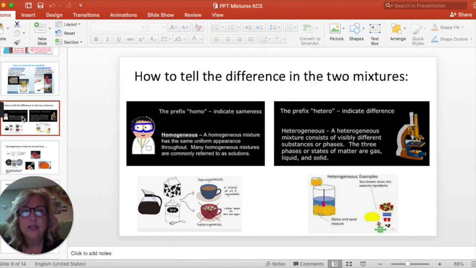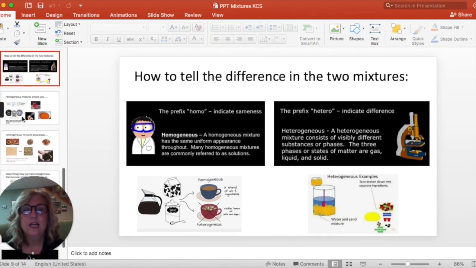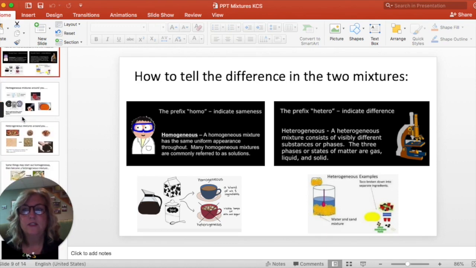The prefix hetero indicates different. So a heterogeneous mixture consists of visibly different substances or phases. In the bottom picture you can see a water and sand mixture, and you can see the visible differences. And then you can see a taco. If you take a taco apart, you can see the separate ingredients from each other.